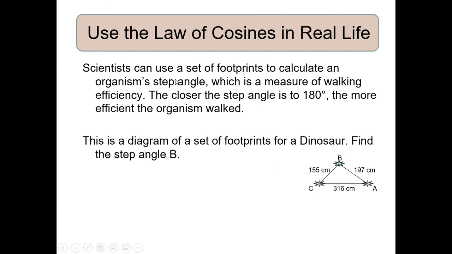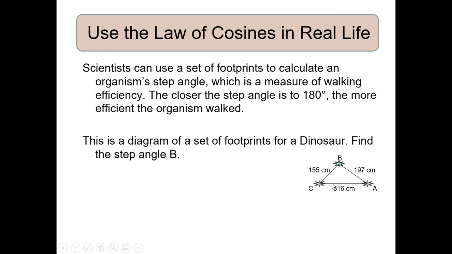All right, so here's some applications of law of cosines. Scientists can use a set of footprints to calculate an organism's step angle, which is a measure of walking efficiency. The closer the step angle is to 180 degrees, the more efficient the organism walks. This is the diagram of a set of footprints for a dinosaur. Find the step angle B over here.